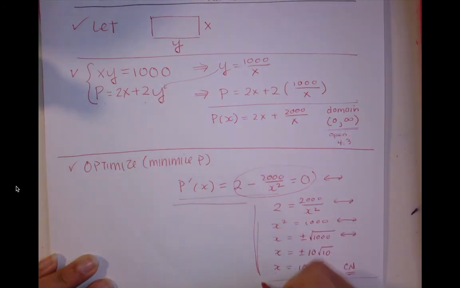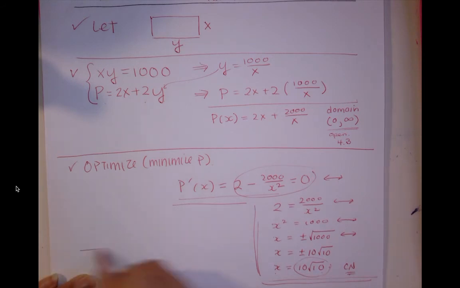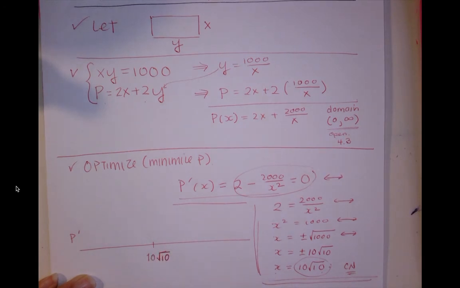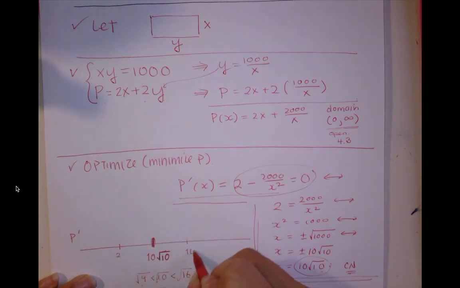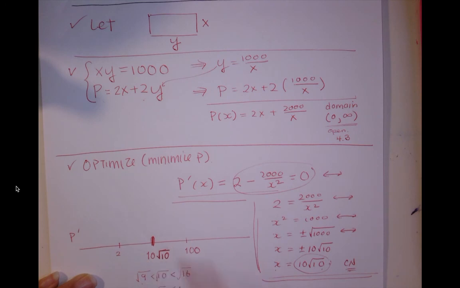The next thing I'm going to do is use the methods of section 4.3 to prove to you that this is indeed a local minimum. And since it's the only critical number, it's going to be a global minimum. So let's see, 10 root 10. 10 is between 9 and 16, so root 10 is somewhere between 3 and 4. I'm going to choose 2 as my test value here. That's clearly going to be less than 10 root 10. And then I'm going to choose maybe 100, because if root 10 is about 4, then 10 root 10 is around 40. So I'm going to choose 100 as my other test value.